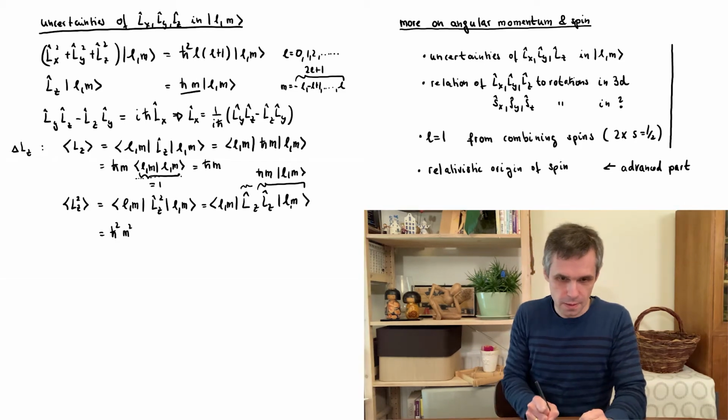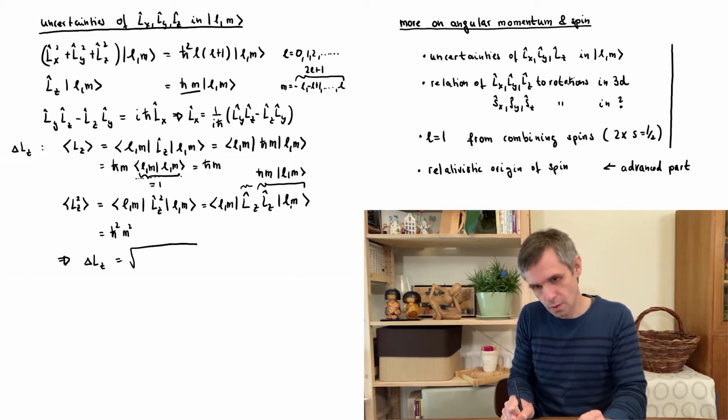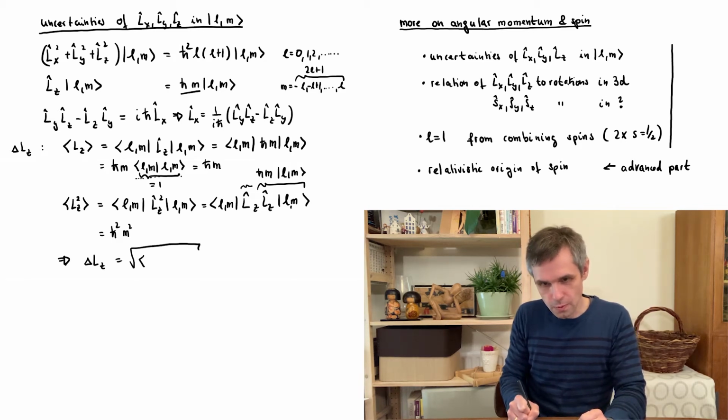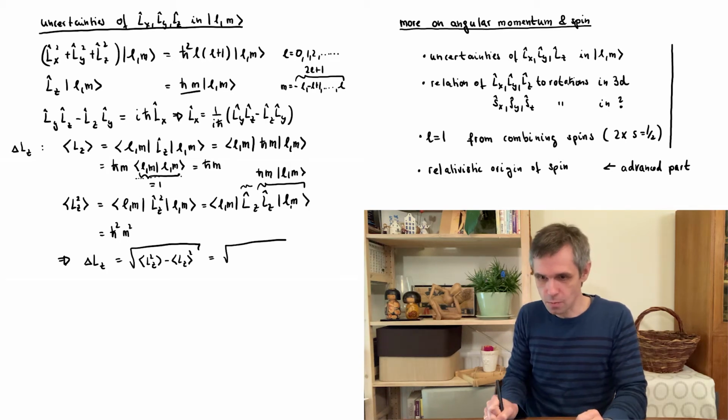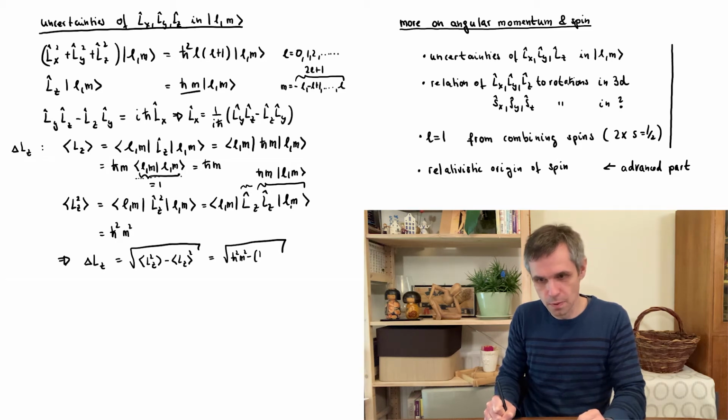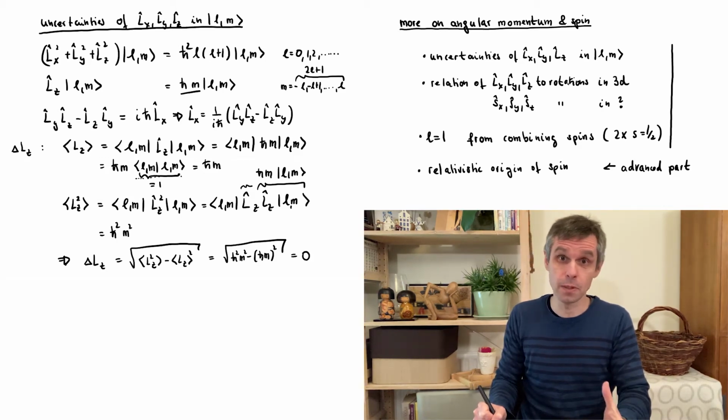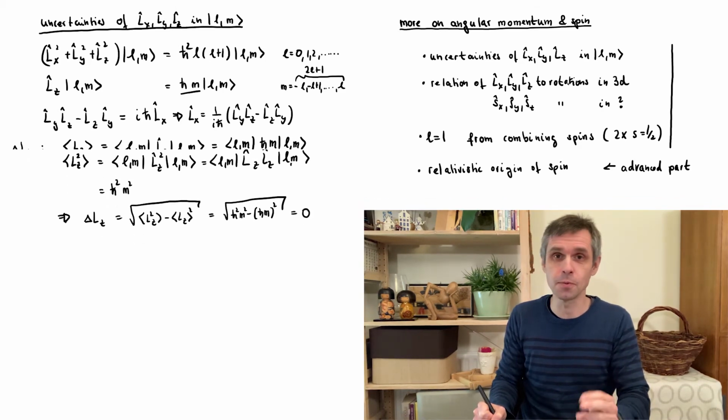So what's the uncertainty then? Well, that's defined as the square root of the difference between the second moment and the square of the first moment. And this here just turns out to be h bar squared m squared minus (h bar m) squared. And so this is just 0. And this is indeed what always happens when you work in the eigenstate of a given observable.